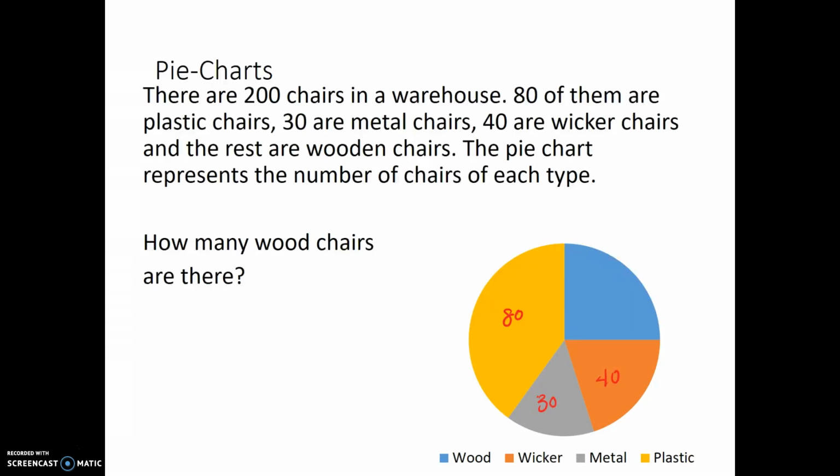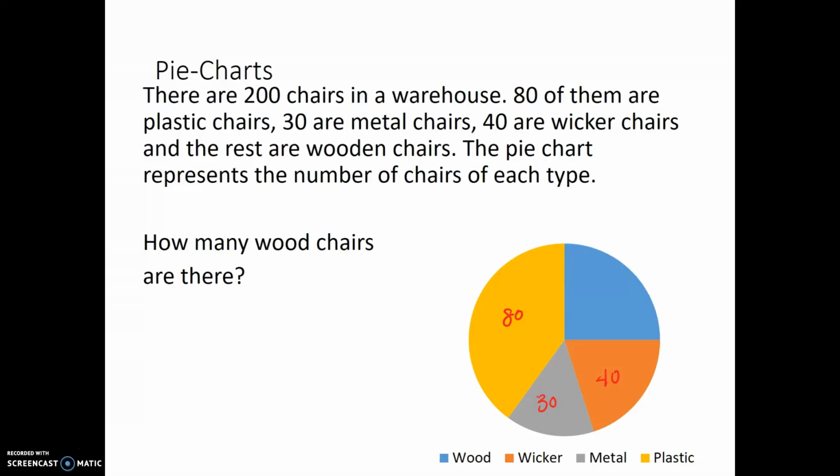There are 200 chairs in a warehouse. 80 of them are plastic chairs, 30 are metal chairs, 40 are wicker chairs, and the rest are wooden chairs. The pie chart represents the number of chairs of each type.